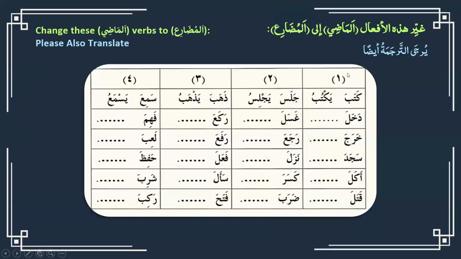Abdurrahman, you see number 1 and 2, everything under 1 and 2, you did this already in your exercise at home. You will have to change these into the mudari, and then also give the translation of both the madi and the mudari. So Abdurrahman, go ahead, start number 1. Only change this to mudari first, and then give the translation after.